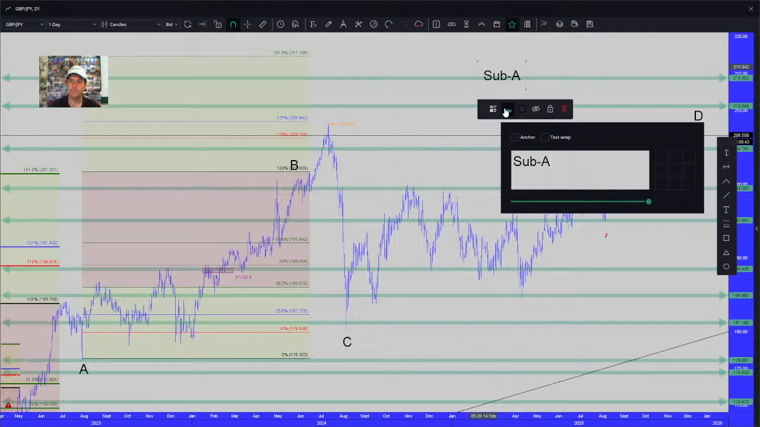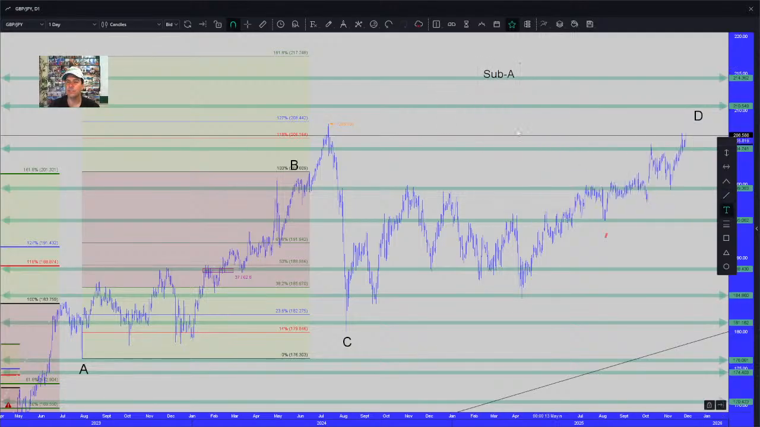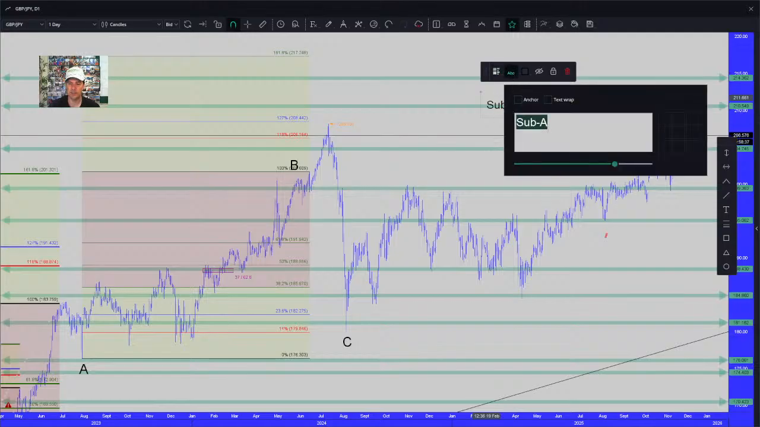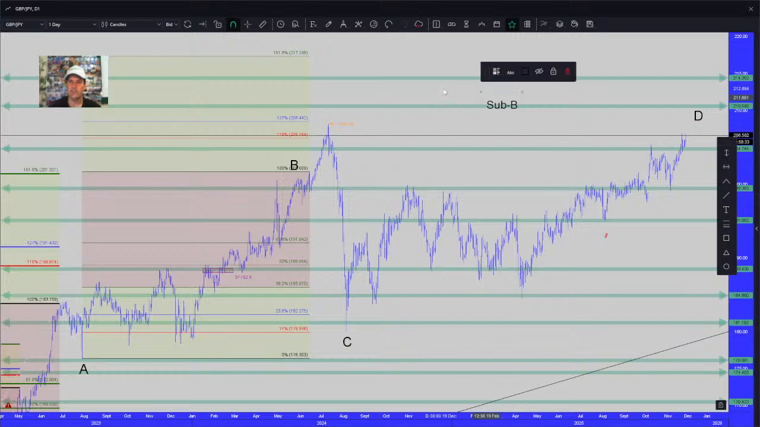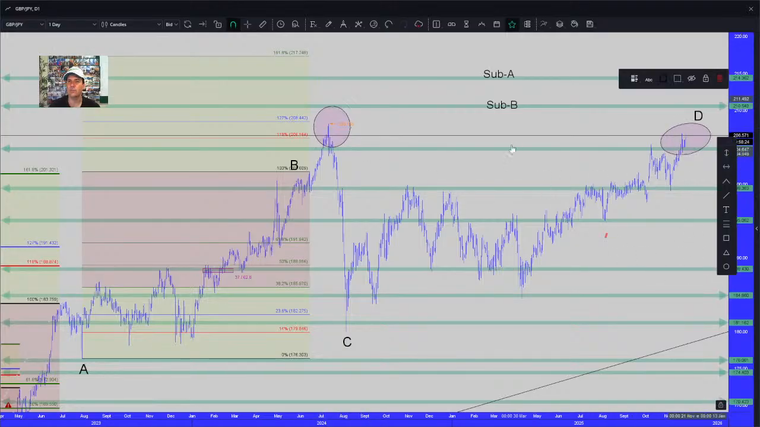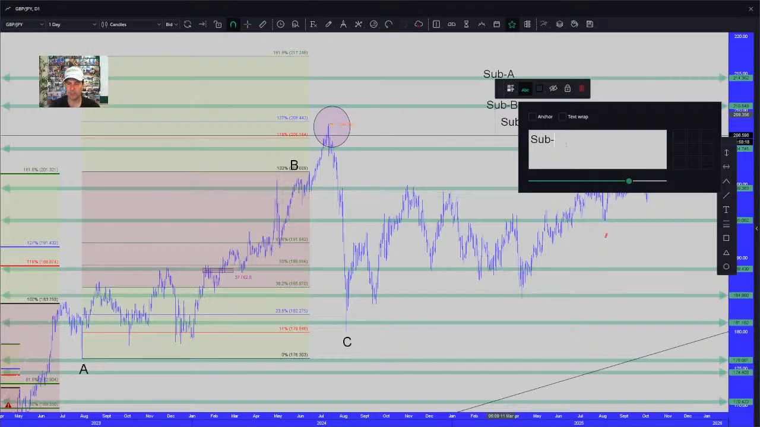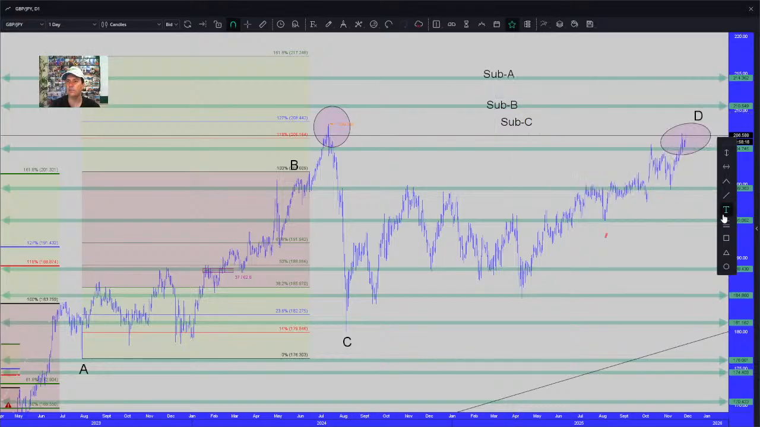Sub A, and then we're going to have the sub B, right? In the meantime, everybody, where would you start your sub A? Would you start your sub A at the first circle, or would you start your sub A at the second circle? Where would you start? And in the meantime, I'm going to type the sub C, everybody, and also then we're going to have the sub D.